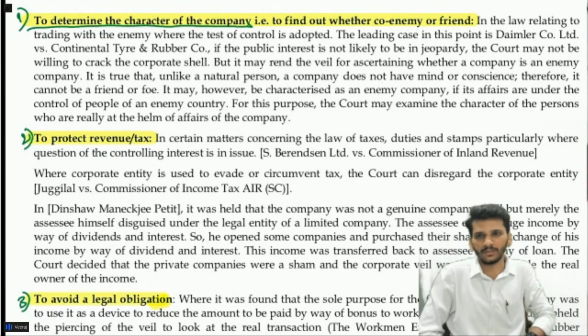Try to write down. Once you read it, close the book and try to write down all the 5 points. Along with these 5 points, if the court feels in some other case also somebody is misusing the company, then also they can lift it. That is the general category, sixth category. That is not given here. But under these 5 cases, definitely the court will lift the corporate veil.